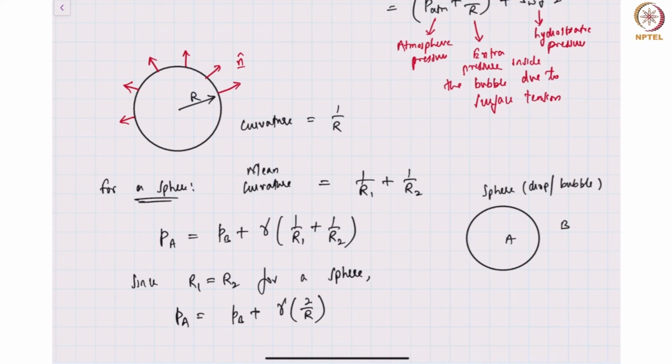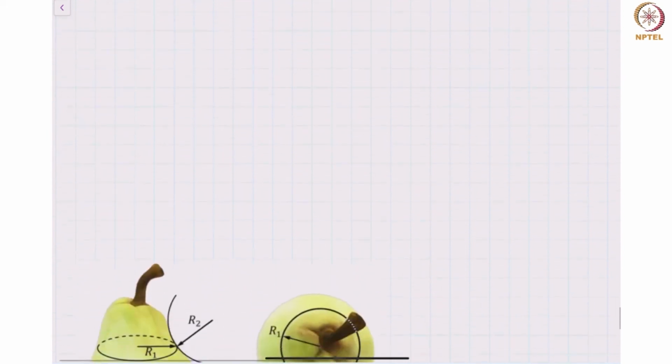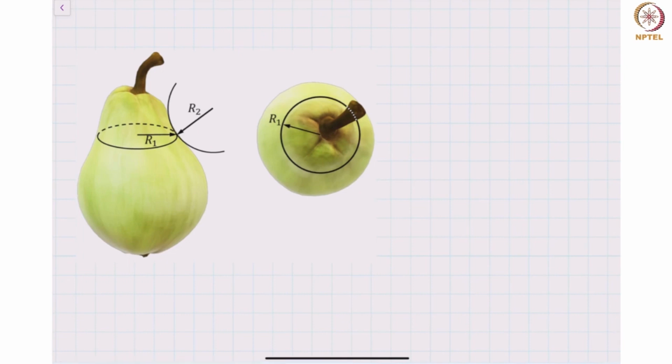Now there are many surfaces where the tangent radius that you're drawing at a surface to measure the curvature need not be on the same side of the surface. I'll illustrate this with a very simple example. Take the case of a pear that I'm showing here. At any point, let's say this point, we'll call this point P. At this point P, I want to determine the curvature.